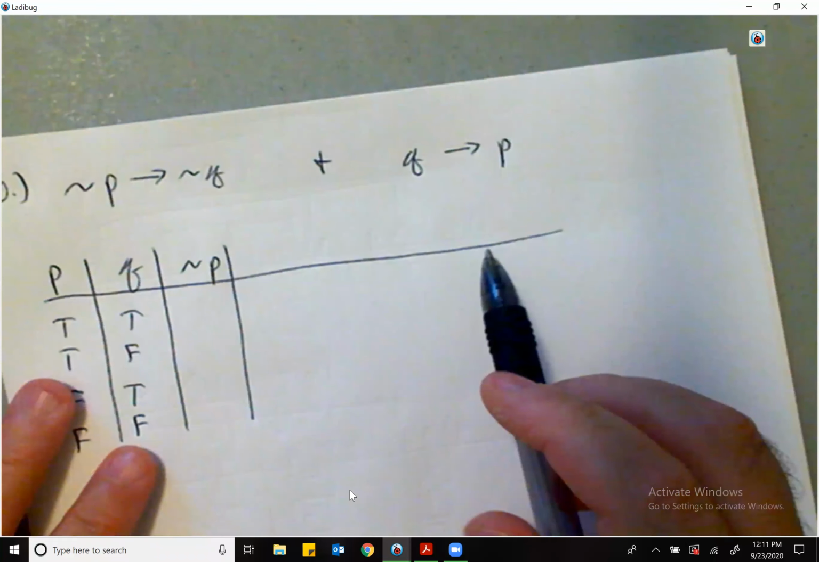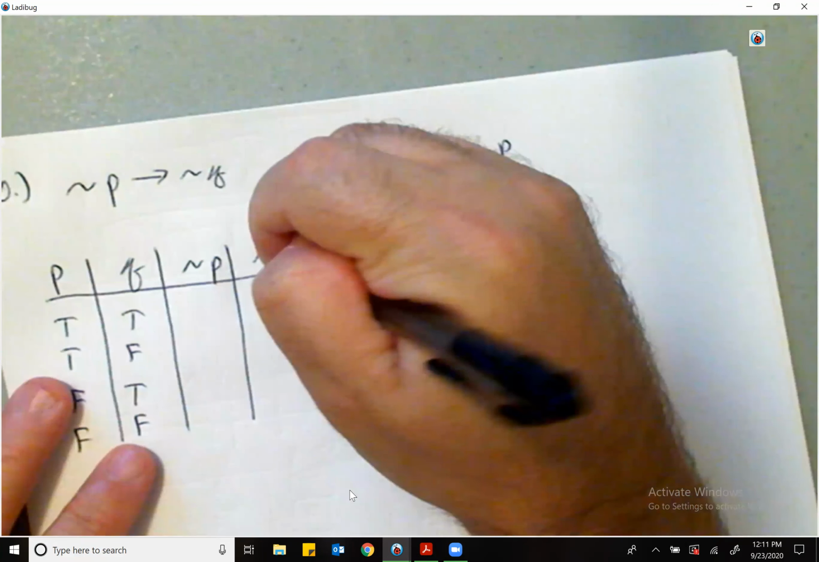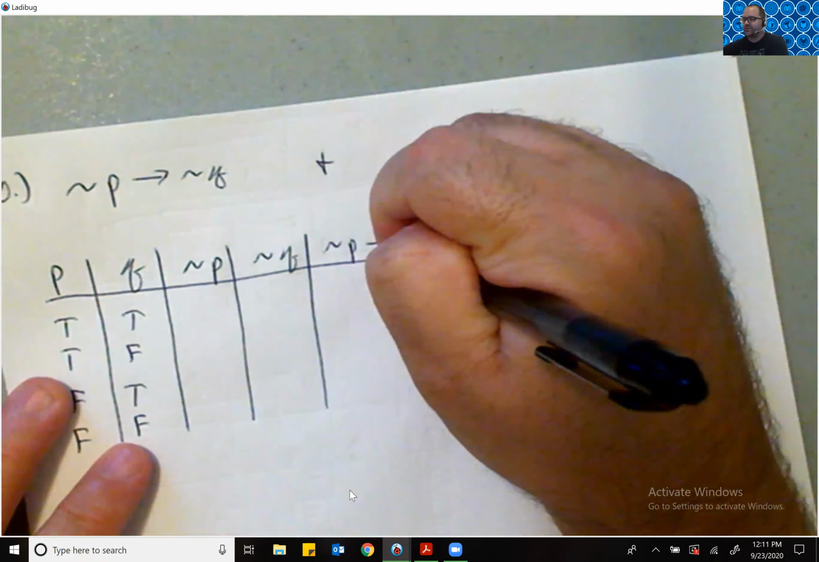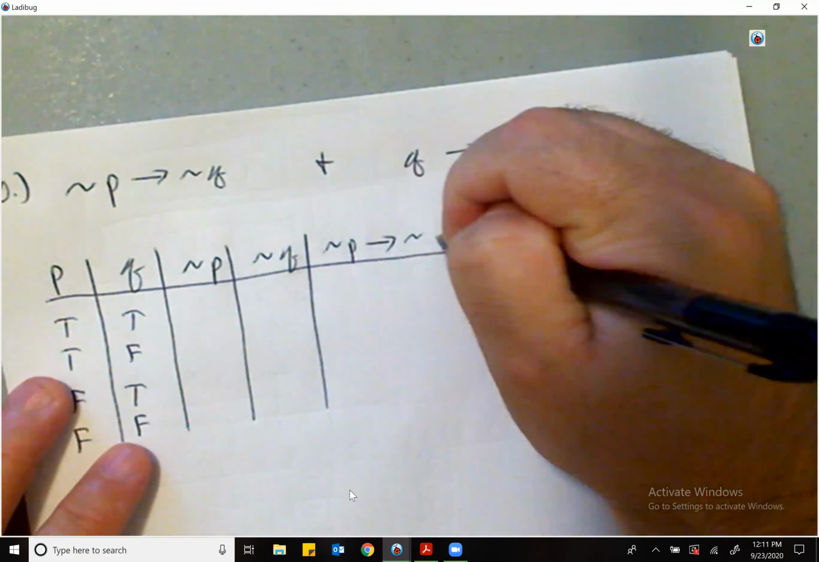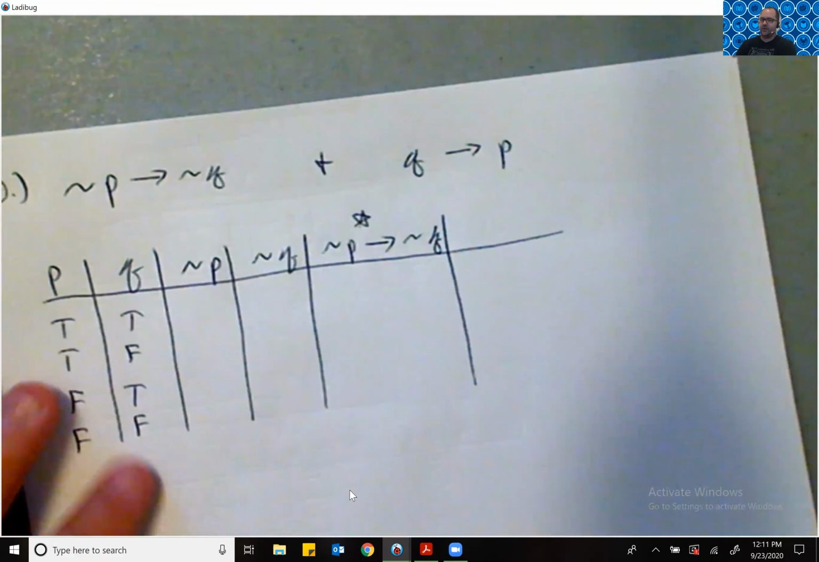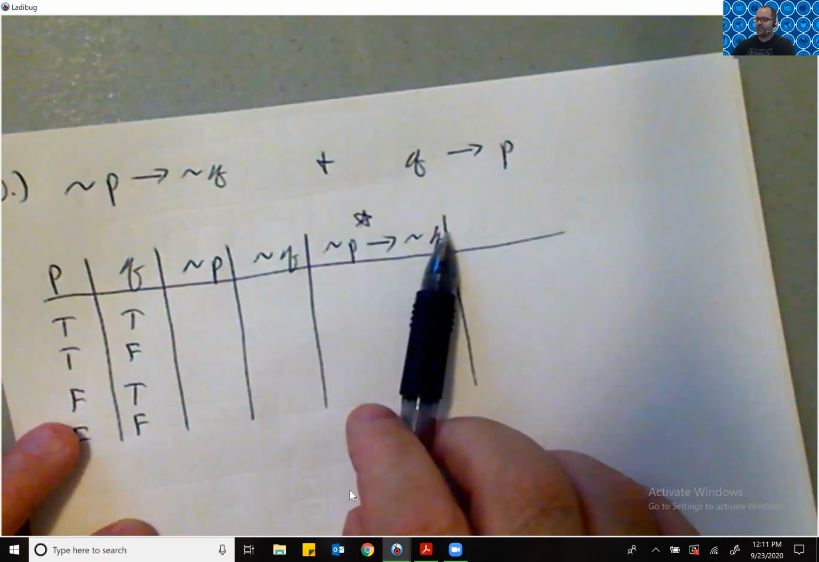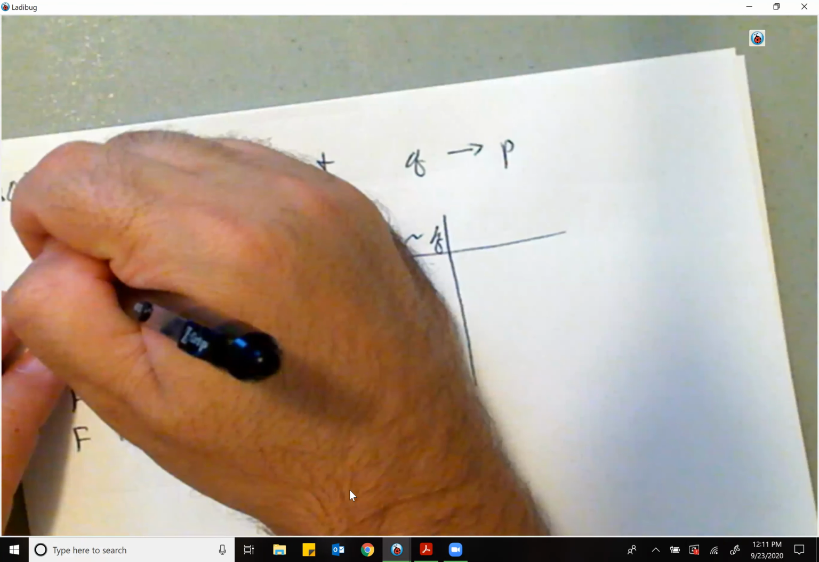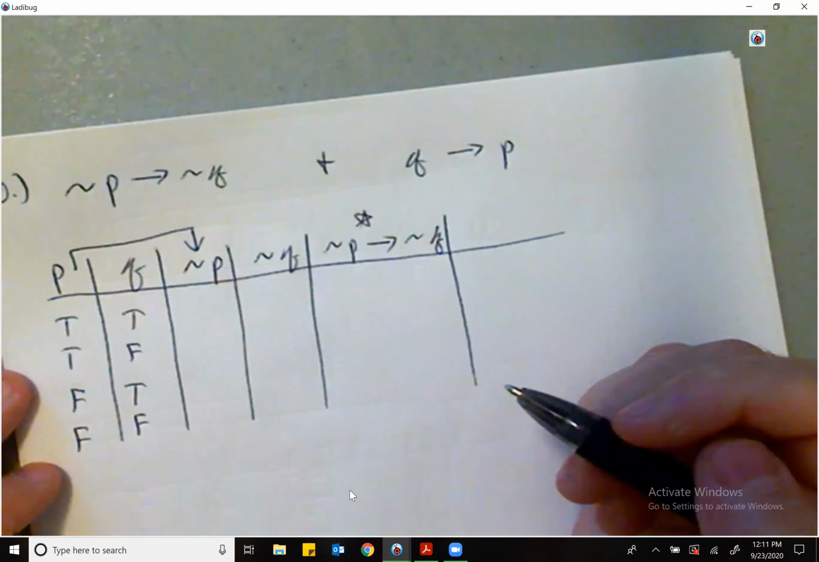Then what would you also do? Negate Q. And now you could figure out the conditional, the arrow thing between negate P and negate Q. There you go. All right, so let's do this real quick. So we're going to negate the P. So we'll take P. So it's false.